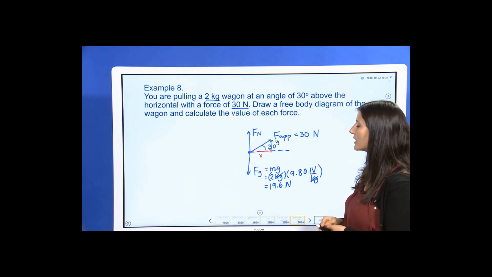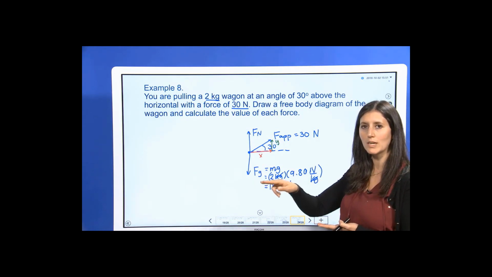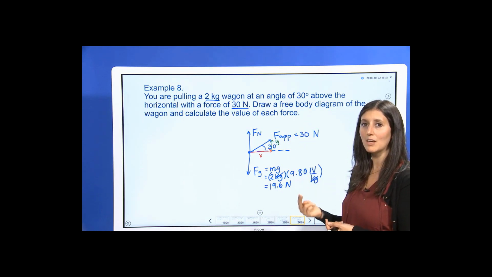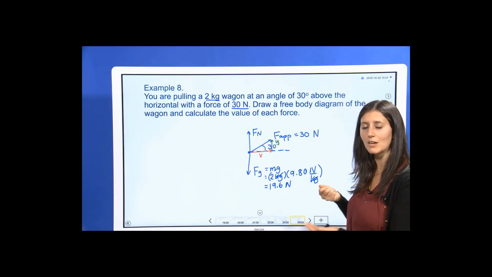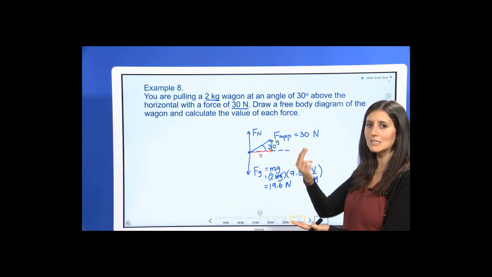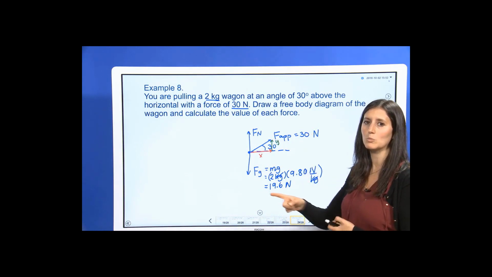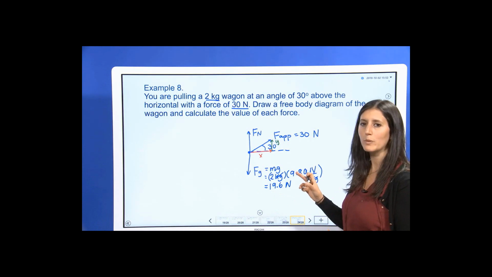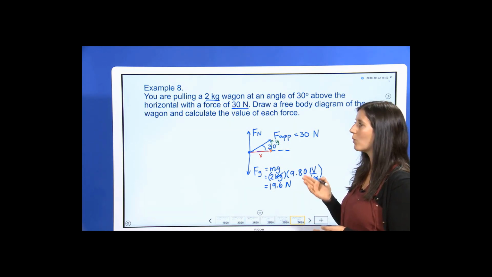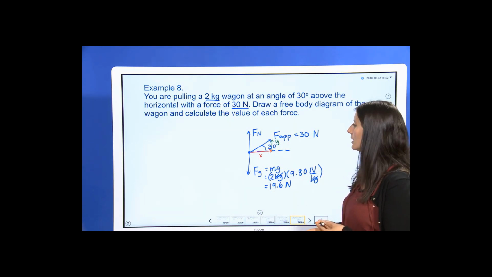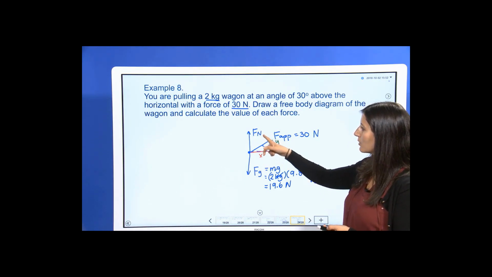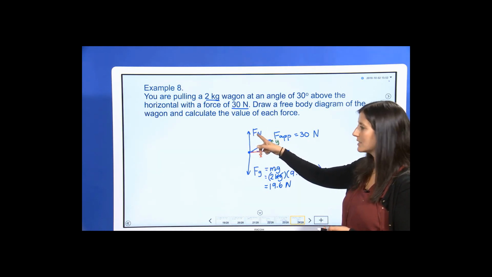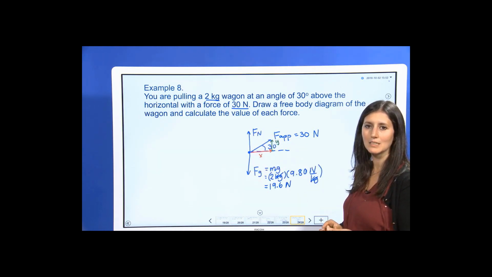Okay, so sometimes we could have an object that is moving in one direction, but it is not moving in the other direction. Usually it's the y direction. A lot of times objects move in the x direction, like a wagon that you're pulling across the ground. In the y direction, it's not moving. It's not going up and down, but it's moving in the x direction. So what we want to do is make it so that all of the y components cancel each other out. So we're going to calculate the y component of this F applied. And we're going to find the normal force so that all of the y components cancel out.